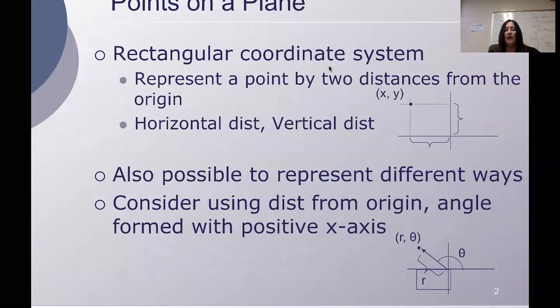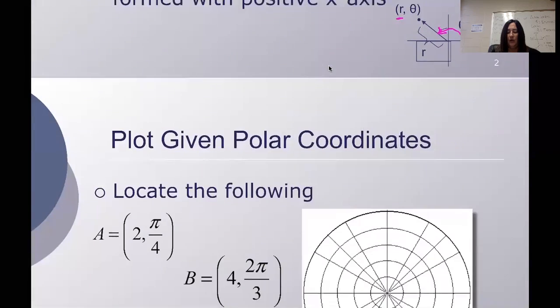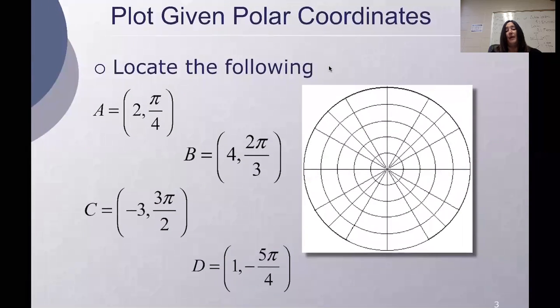So we also have what is called polar coordinates, and polar coordinates have a point, but their point is r, theta, not x, y. The r represents the radius or your distance from the origin, and your theta is your angle from the positive x-axis. Okay, so we should be able to plot them.